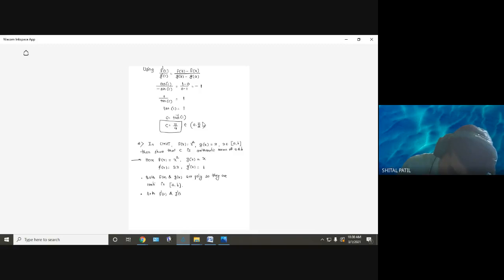Next, both f dash of x and g dash of x are polynomial again. So, they are differentiable in AB.